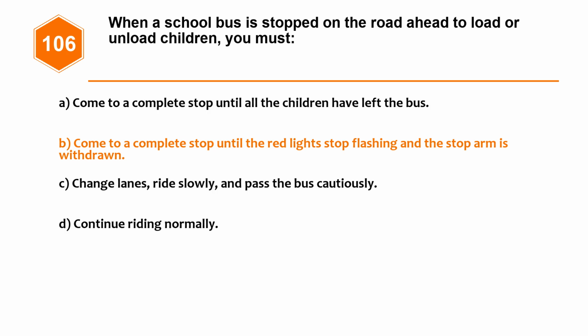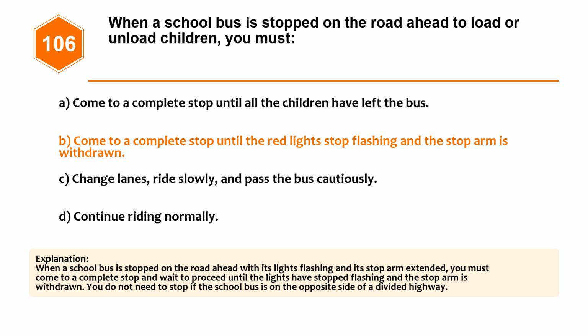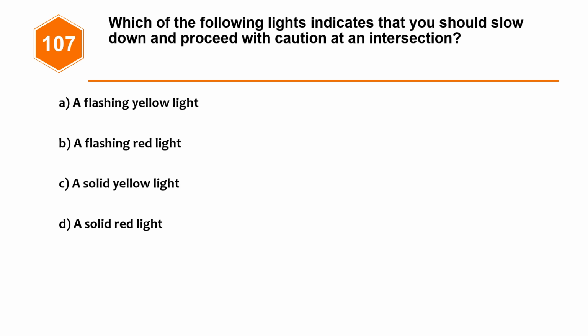The correct answer is option B. Come to a complete stop until the red lights stop flashing and the stop arm is withdrawn. Explanation. When a school bus is stopped on the road ahead with its lights flashing and its stop arm extended, you must come to a complete stop and wait to proceed until the lights have stopped flashing and the stop arm is withdrawn. You do not need to stop if the school bus is on the opposite side of a divided highway.